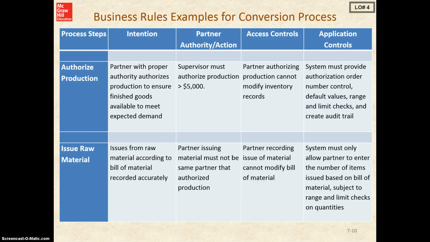And application controls. The system must only allow the partner to enter the number of items issued based on the bill of material, subject to range and limit checks on quantities. So we can't issue above a specific range for materials. In some cases it will be exactly the same amount that's on the bill of materials, and that's usually for higher dollar items. Oftentimes for lower value items, the order or the drawing is within a specified range, plus or minus 10%. So that's often what's allowed by the system, plus or minus 10%.